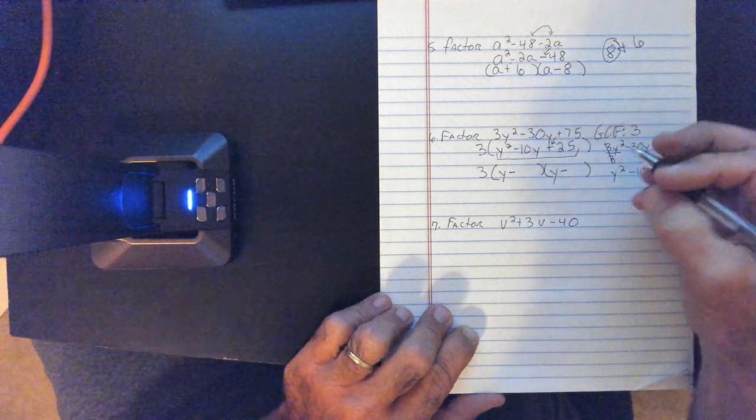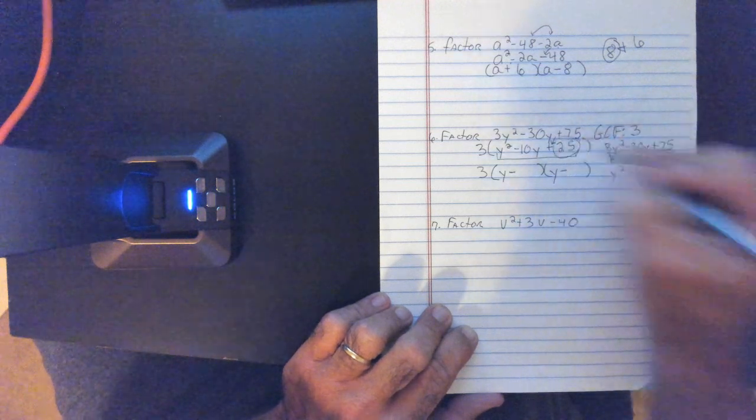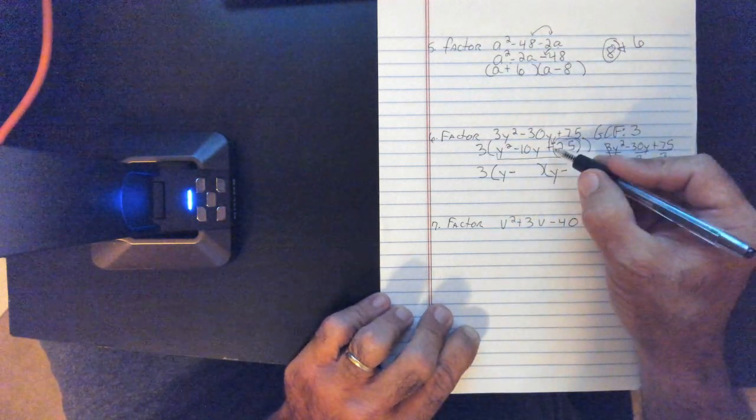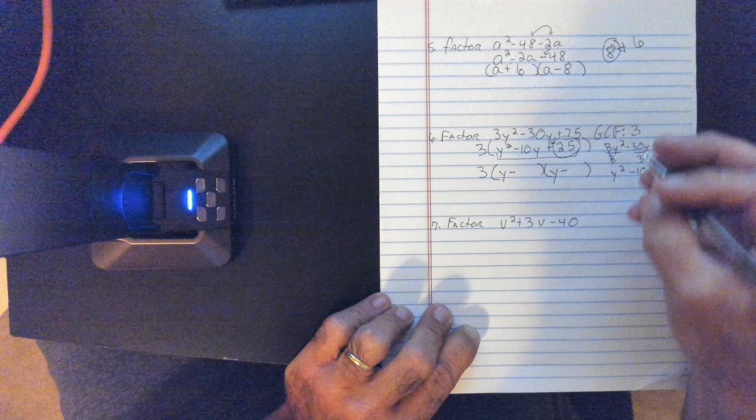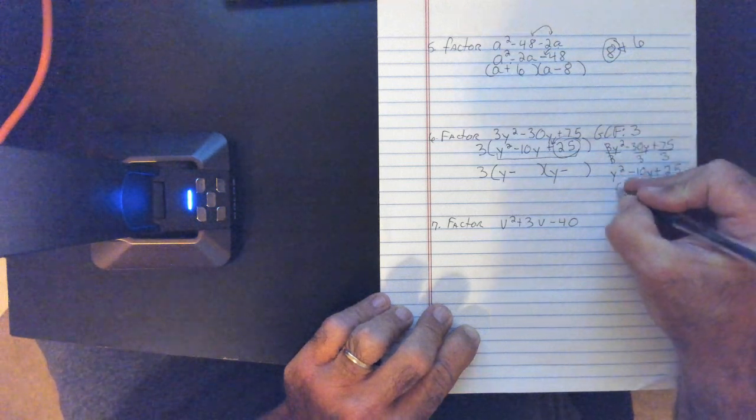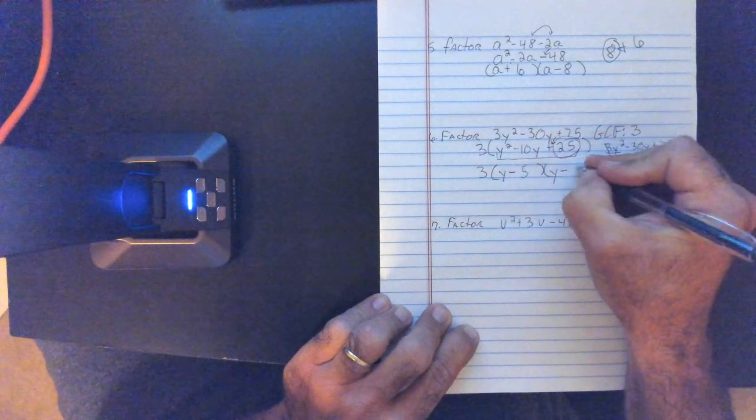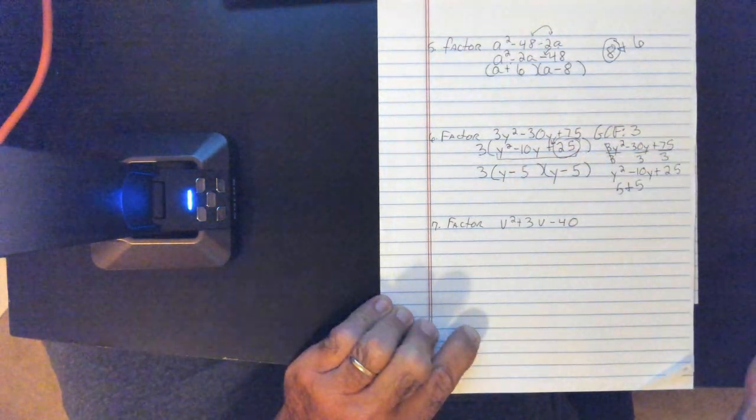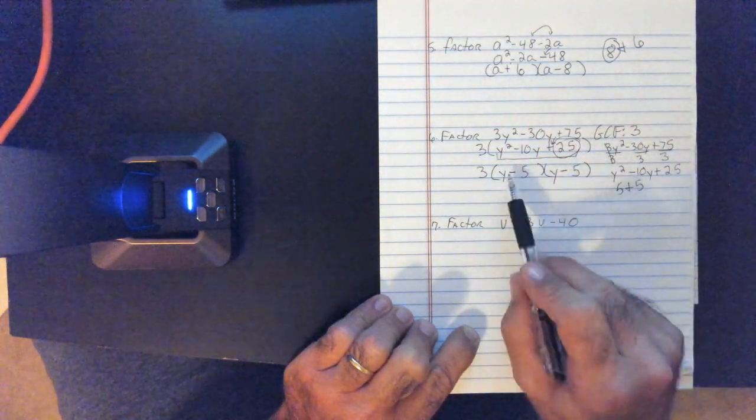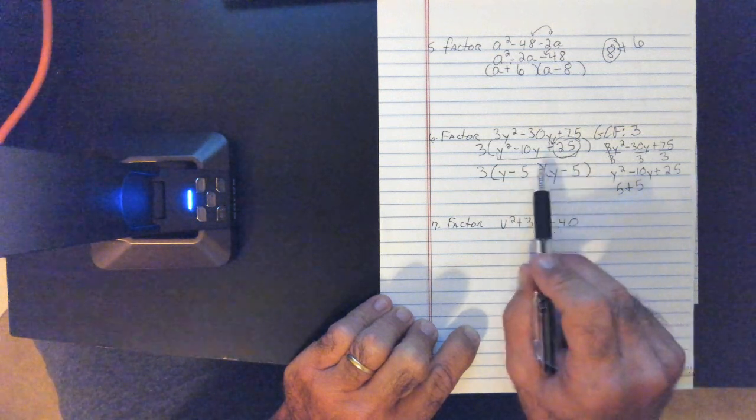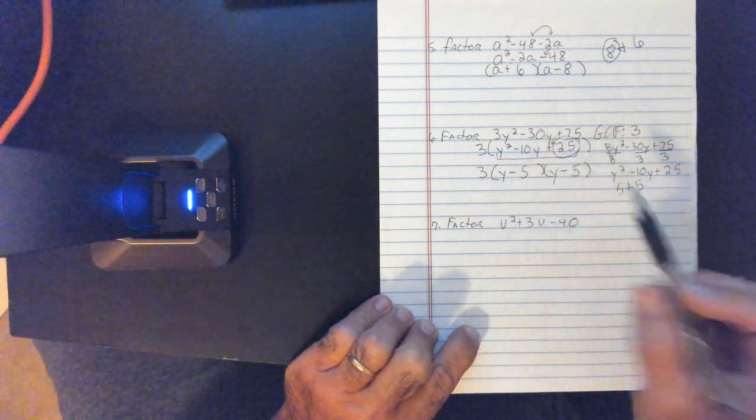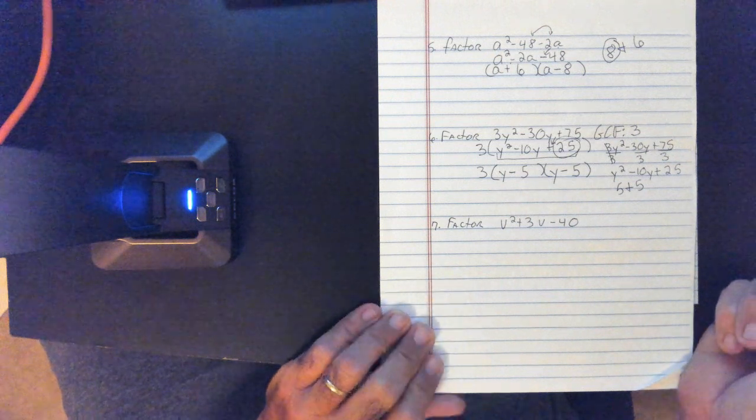Alright, so now to finish this out, I need factors of that 25 that'll add and get me 10. And the factors of 25 that'll add and get 10 are 5 and 5. So I'll put in my 2 5s and I'm done. Now you can always check these by foiling this and then taking that answer and distributing that 3 back to, okay? Alright, last question.